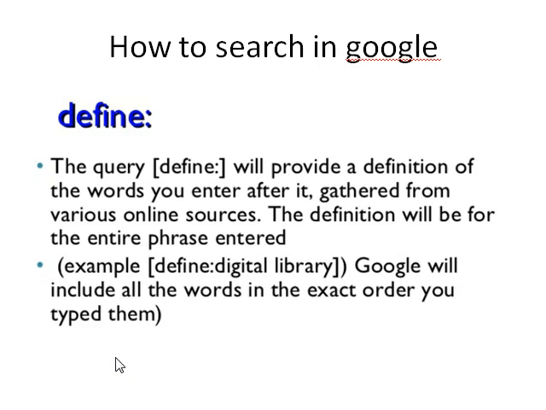Okay, three modifiers: allinurl, allintitle, and define. Now we want to speak about another Google query modifier.